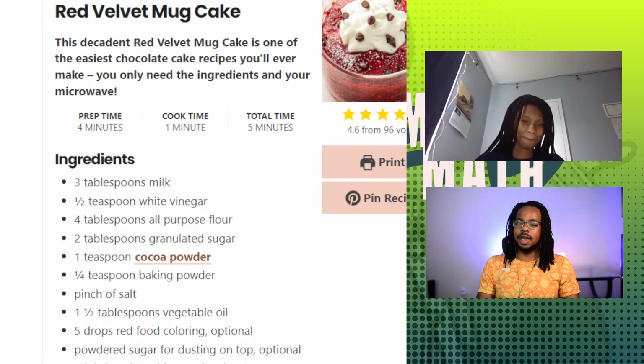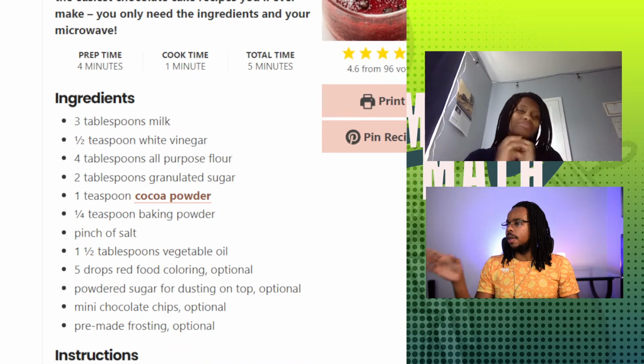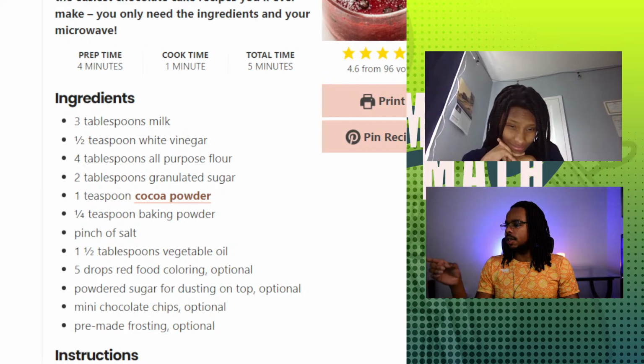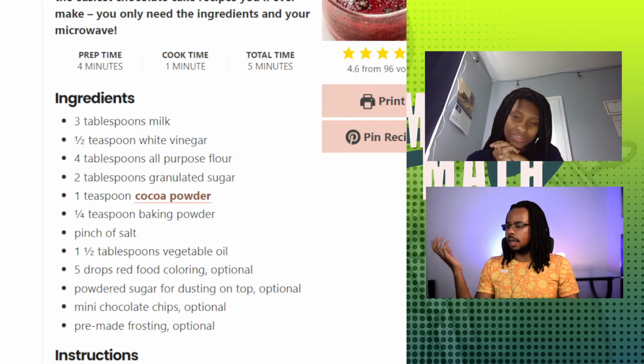All right. So now here we got a red velvet mug cake recipe, and we want to try it out. But it says that we need to make this recipe in a large mug. All right. But what constitutes a large mug?